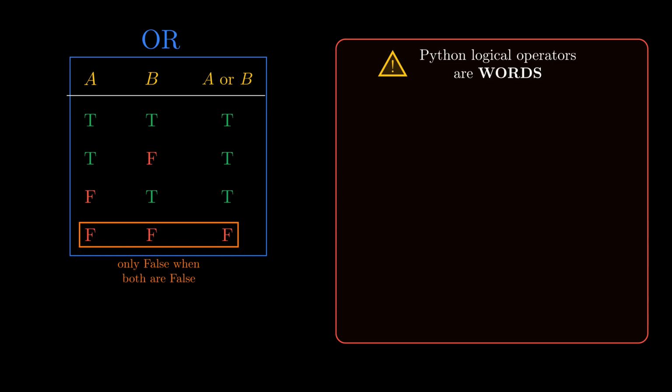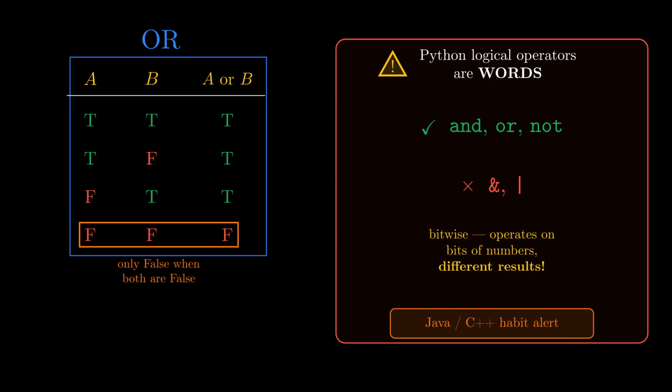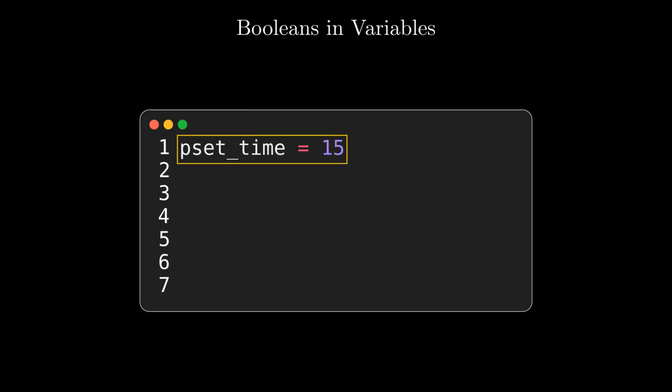One language warning. In Python, you write the actual words and, or, not. The ampersand symbol and the vertical bar symbol mean something different. They're bitwise operations that work on the individual bits of a number, and they'll give different results. If you're coming from Java or C++, where those symbols mean logical operations, this is a common trip-up. Use the words.